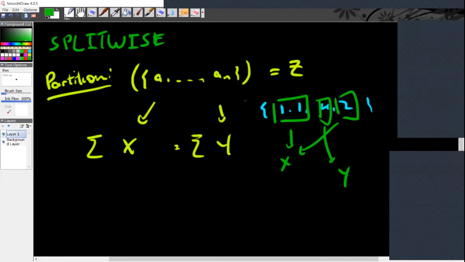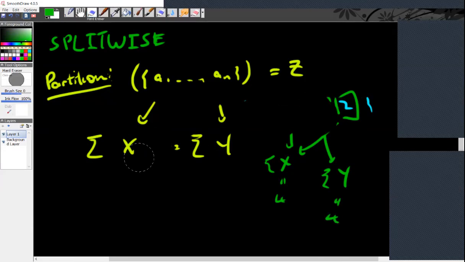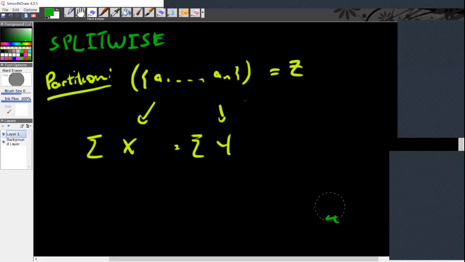Then you can partition it. This shows that you can partition it, because the sum of elements here is going to be 4. The sum of the elements here is definitely going to be 4. So you can partition it. Remember, both the sets cannot share elements, and you have to take every element from the original set. That's what it means to partition it.